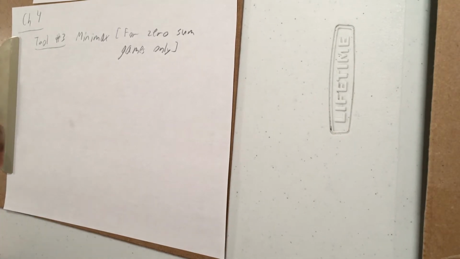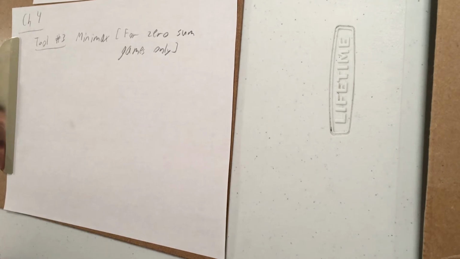Hello, game theorists. Today we're still in Chapter 4, looking at simultaneous move games. Earlier we saw some tools to find Nash Equilibria. One tool was strict dominance. The second tool was best response analysis. Now we're going to learn about tool number 3, which is called Minimax.